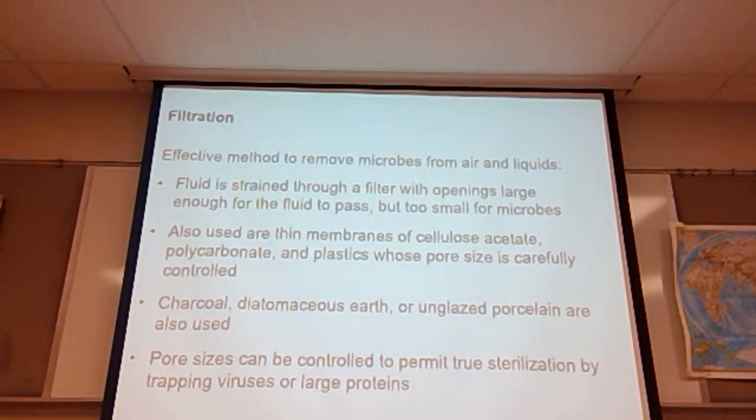Also used are thin membranes of cellulose acetate, polycarbonate, and plastics, where the pore size is carefully controlled. Charcoal, diatomaceous earth, and unglazed porcelain are also used. As I mentioned to those of you in my lecture a few days ago, porcelain, before it is glazed, water and fluids will pass right through porcelain. If you didn't glaze your potty in your house, you'd have a mess in your bathroom to clean up all the time. The pore sizes can be controlled to permit true sterilization by trapping viruses or large proteins.